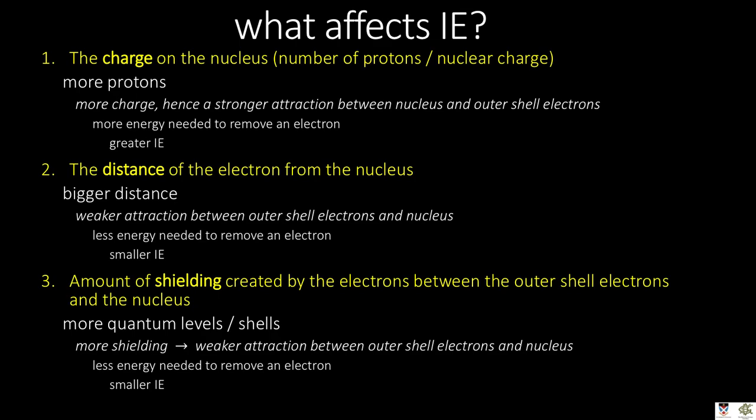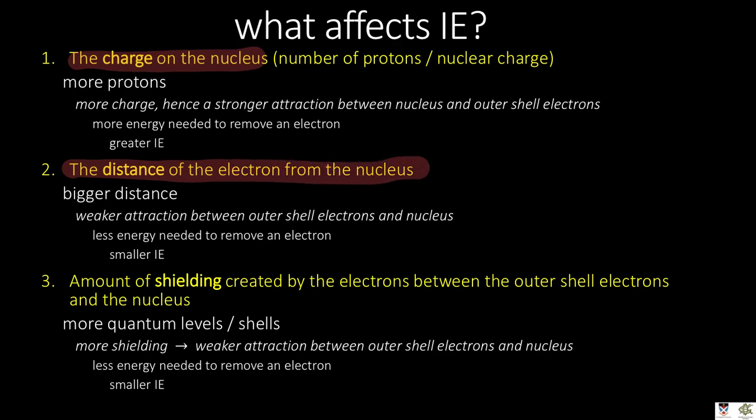Whenever we consider trends in ionization energy, there are 3 very important factors that you always have to consider. And ideally, in your answers, you will mention all 3 of these factors. The first thing that will influence the size of the ionization energy, in other words, how much energy we need to remove the outermost electron or electrons, will be the charge on the nucleus. Secondly, the distance of the electrons from the nucleus, so how far those outer electrons are from the positive charge. And then the third factor will be the amount of shielding created by the electrons between the outer shell electrons and the nucleus. So, shielding, what does shielding mean?